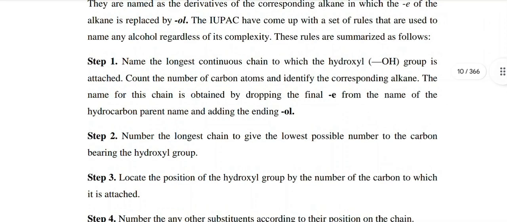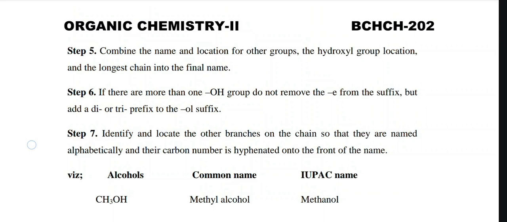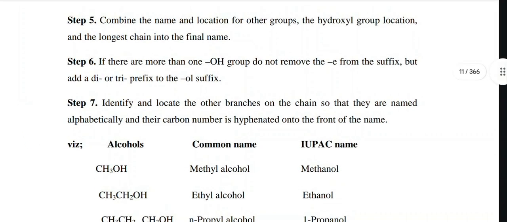Second, number the longest chain to give the lowest possible number to the carbon bearing the hydroxyl group. Locate the position of the hydroxyl group by the number of the carbon to which it is attached. Combine the name and location of other groups, the hydroxyl group location and the longest chain into the final name. If there is more than one OH group, do not remove the e from the suffix but add a di or tri prefix to the OL suffix.